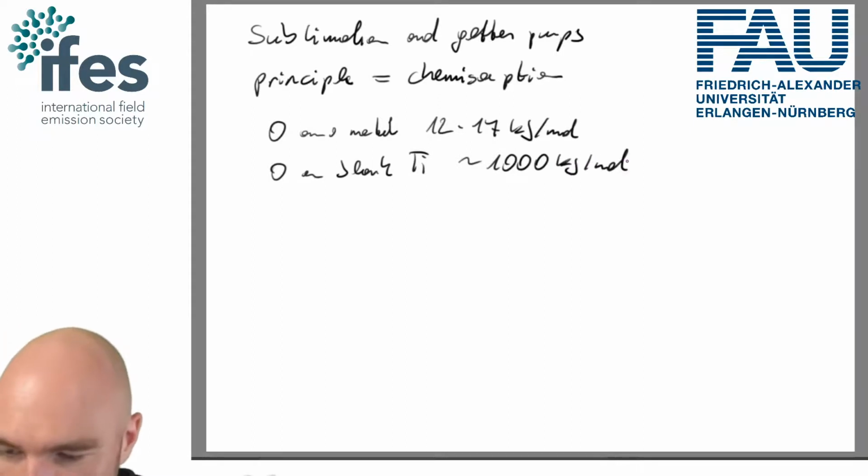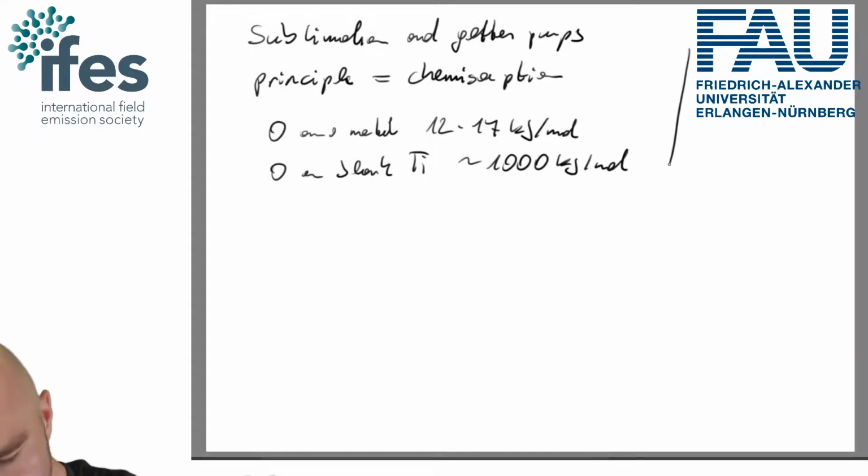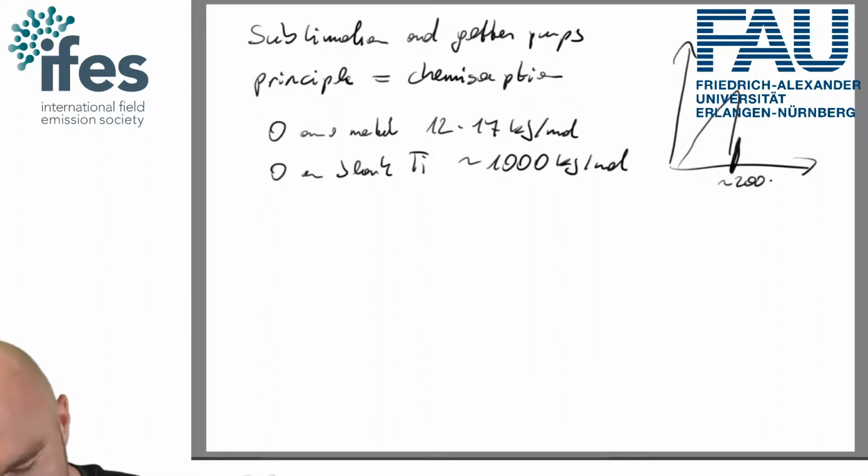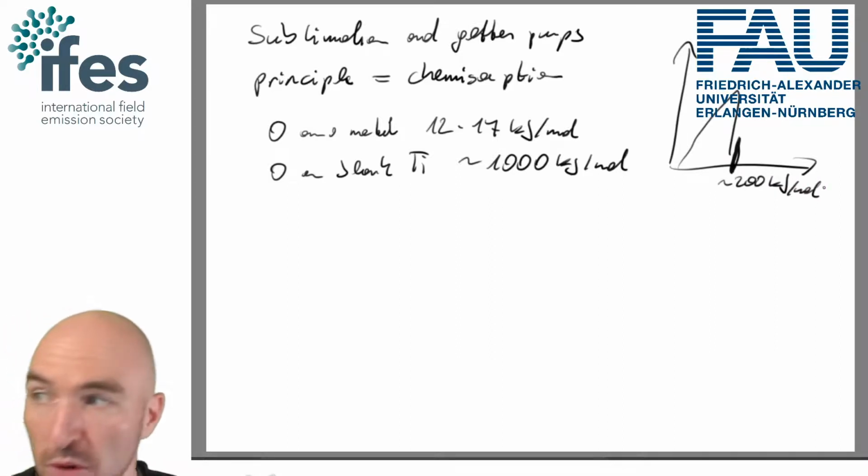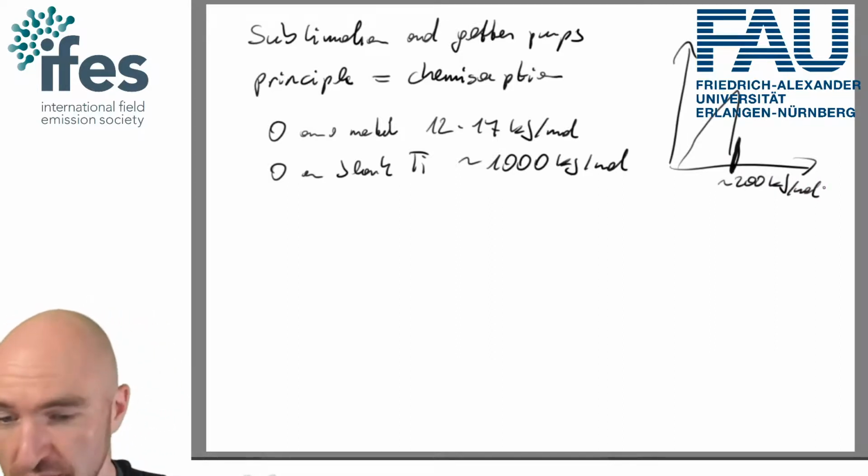So essentially that thing is never going to come off. And if you remember before, at room temperature, when we had our absorption curves, the barrier was roughly around 200 kilojoules per mole. So 1,000 kilojoules per mole just means this thing is never going to come off.